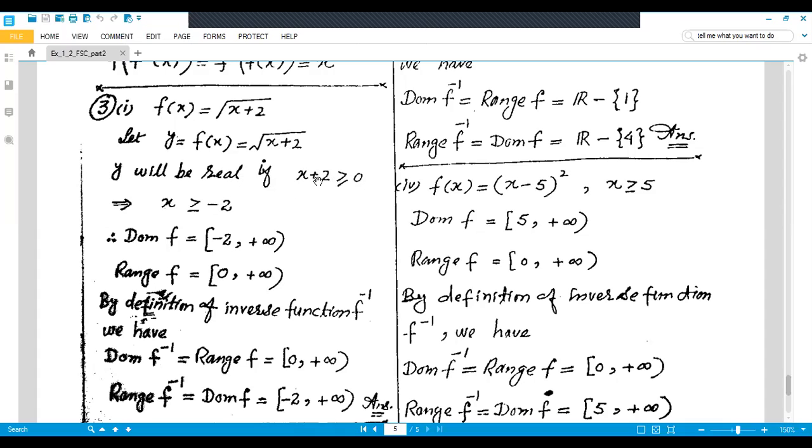Now this 2 is positive here. When shifted to the other side, it will be minus 2. So the domain starts from which number? From minus 2. Look, x is greater than or equal to minus 2. The domain of f will start from minus 2, meaning the minimum value will be minus 2. x greater than or equal to minus 2 means minus 2, minus 1, 0, 1, 2, 3, and so on. So the domain of f will be minus 2 to positive infinity.